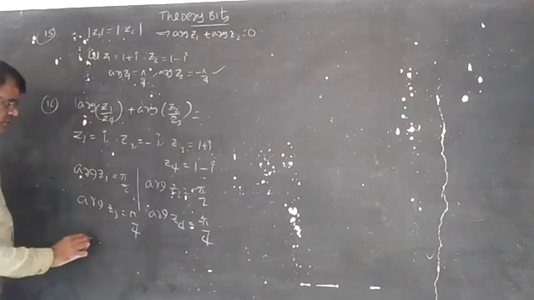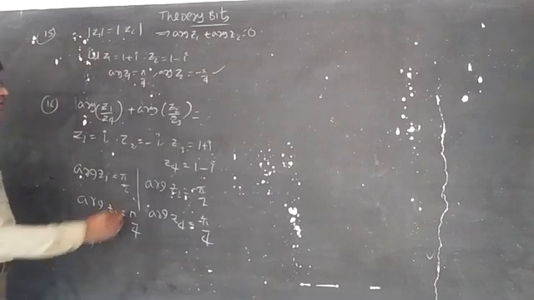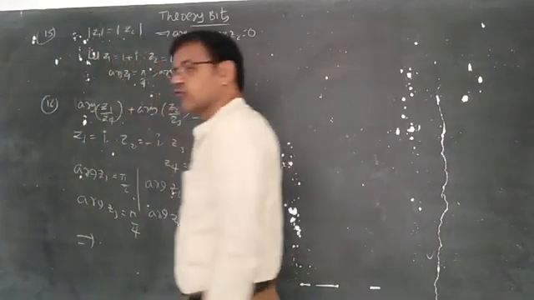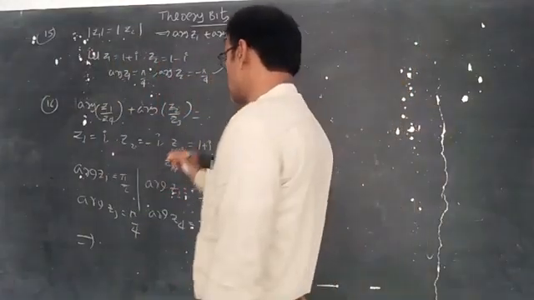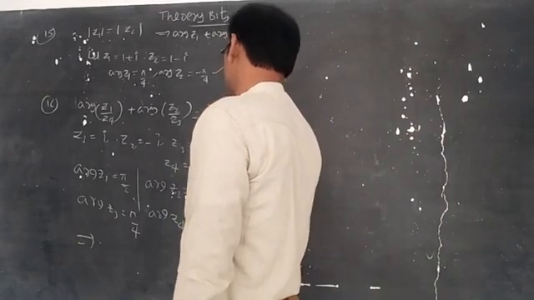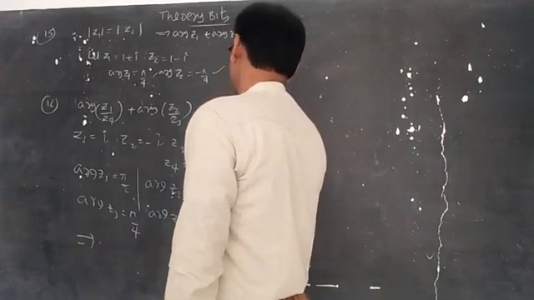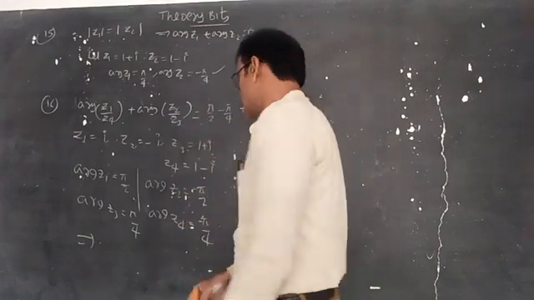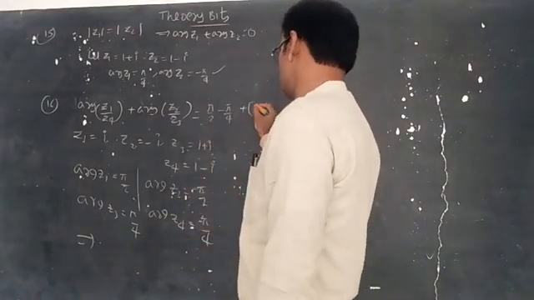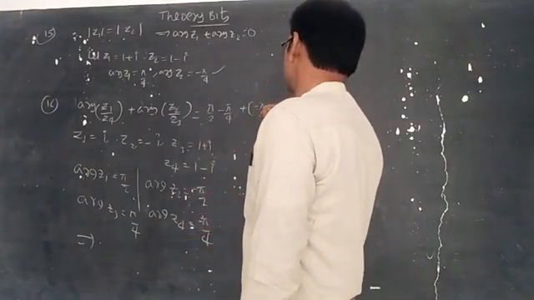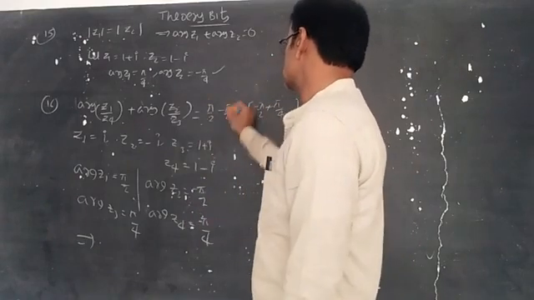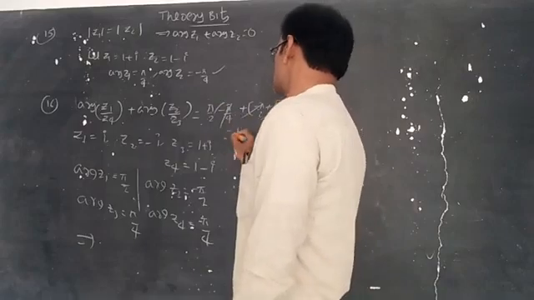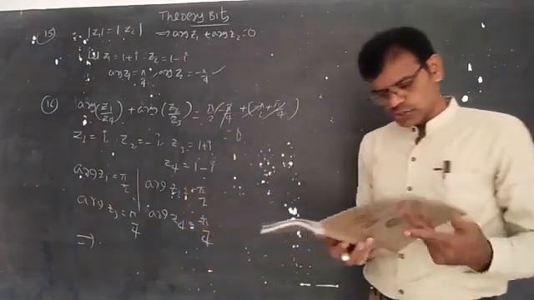That implies argument of Z1 by Z4 means argument of Z1 minus argument of Z4. Argument of Z1 is pi by 2, minus of minus pi by 4, plus argument of Z2, minus pi by 2, minus pi by 4. Everything cancels, that is 0. The total answer is 0.